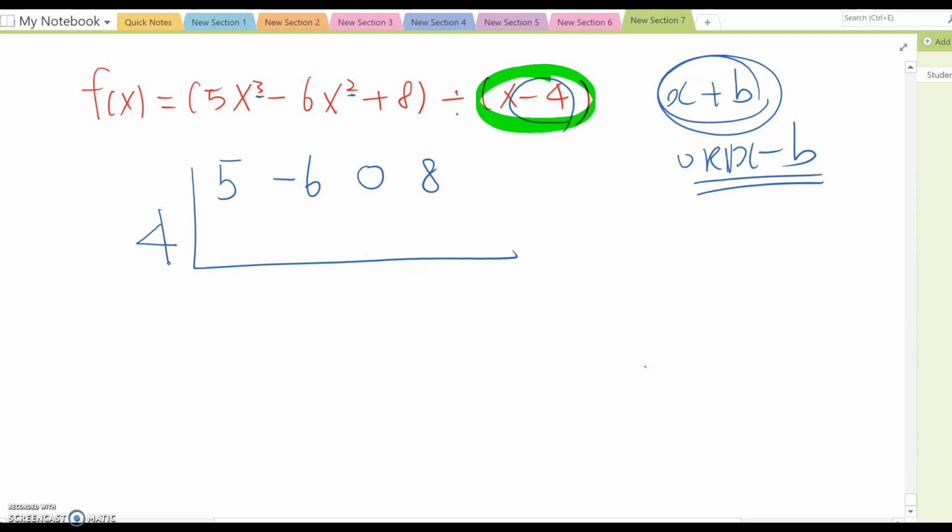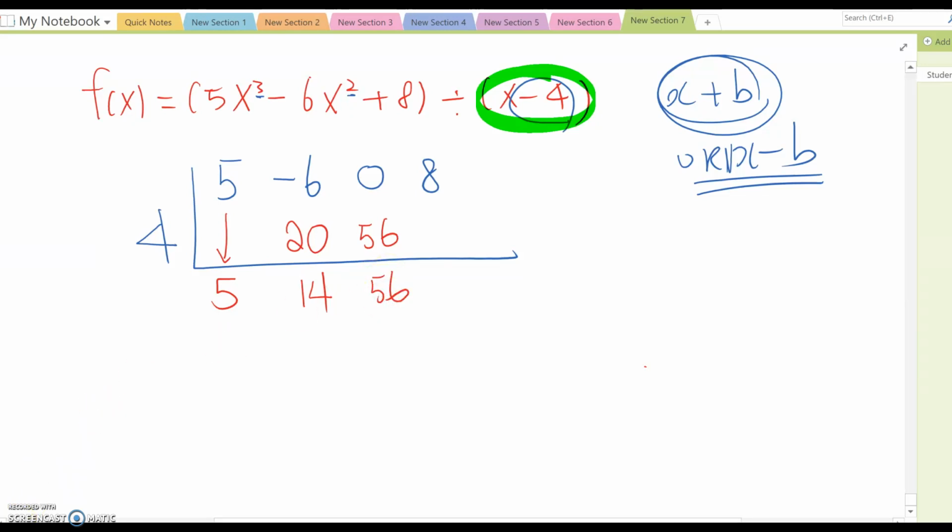What did we do before? Yes, we bring the first number down here, always like that. So 4 times 5, which is 20. Combine, which is sum, so 14. So what's 14 times 4, which is 56, right? So combine them, becomes 56 here.